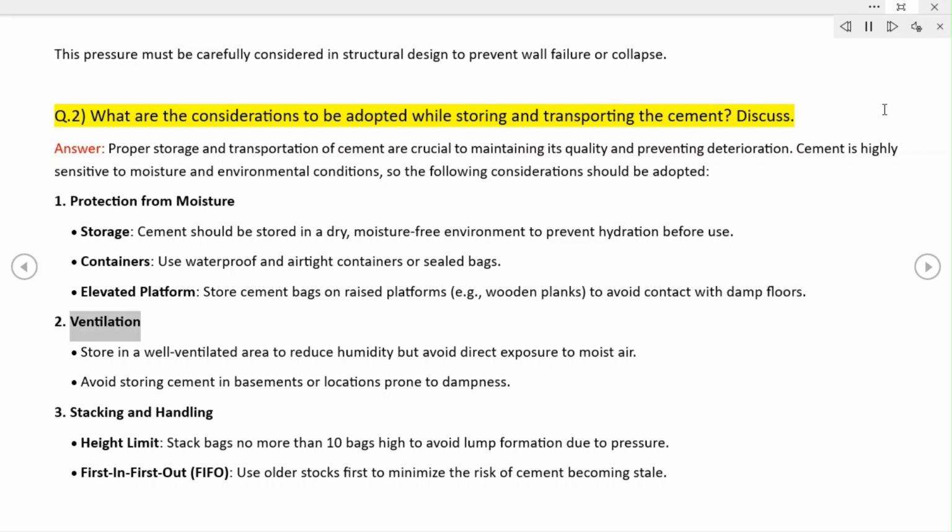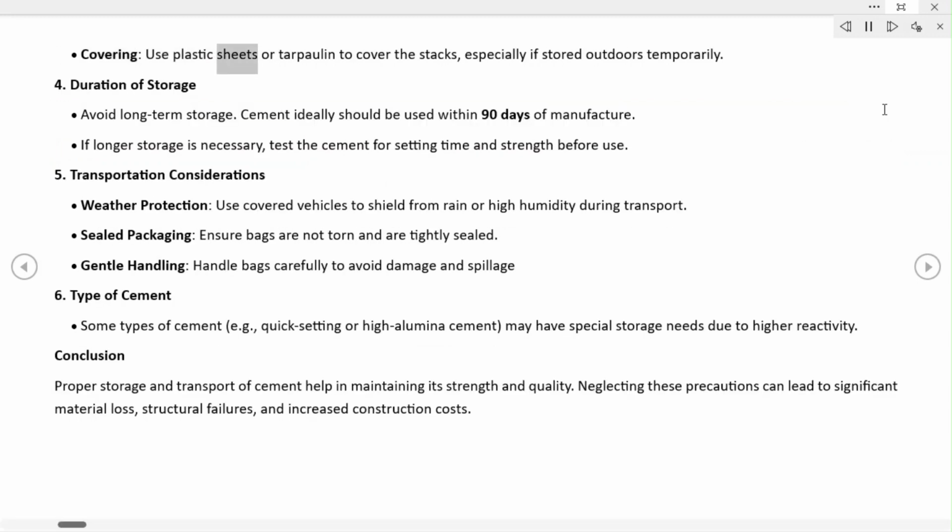2. Ventilation. Store in a well-ventilated area to reduce humidity but avoid direct exposure to moist air. Avoid storing cement in basements or locations prone to dampness. 3. Stacking and handling. Height limit: stack bags no more than 10 bags high to avoid lump formation due to pressure. First in first out, FIFO: use older stocks first to minimize the risk of cement becoming stale. Covering: use plastic sheets or tarpaulin to cover the stacks, especially if stored outdoors temporarily.